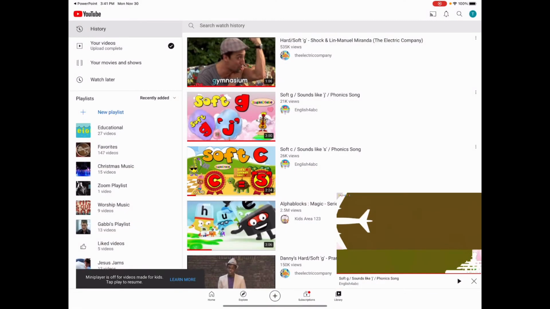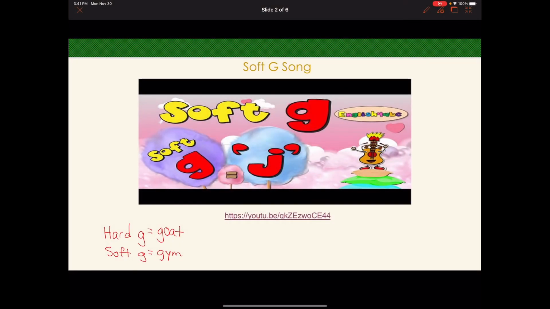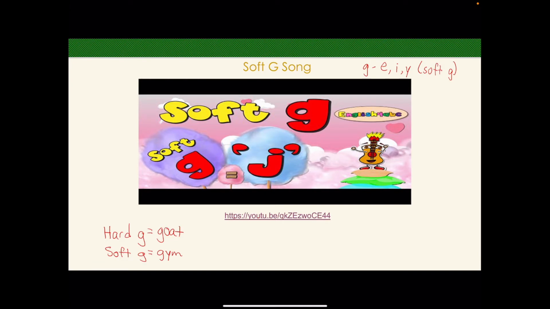All right, so that is the soft G. Whenever we have a G that is followed by an E, I, or Y, it makes the soft G sound, which sounds like J, J, J. Let's practice some. The secret code for today's video is magic. Magic. Write that down and send it to your teacher in Seesaw.